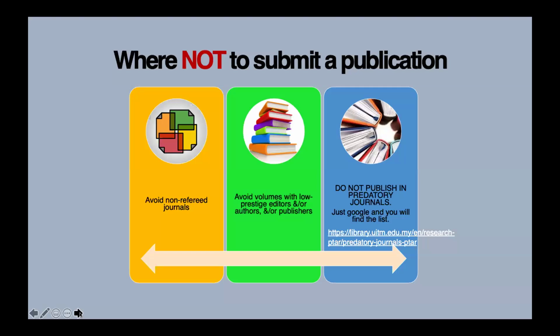All right, so this is what we call non-refereed journals. It's not well peer reviewed. It's not well reviewed by the reviewer. Another one is to avoid volumes with low prestige editors or authors or publisher. This one we can get the information through the journal's website.